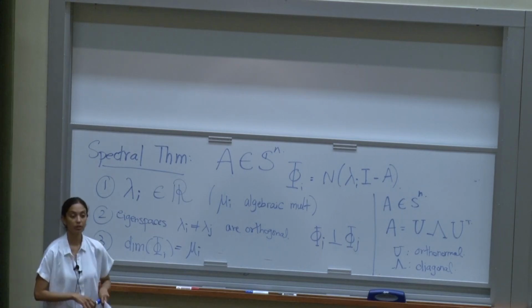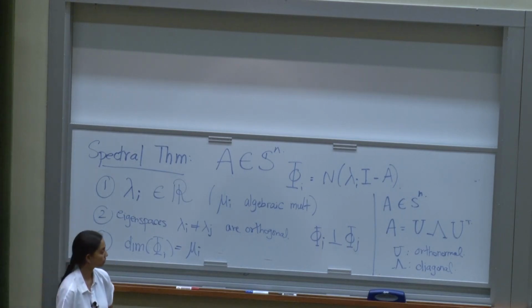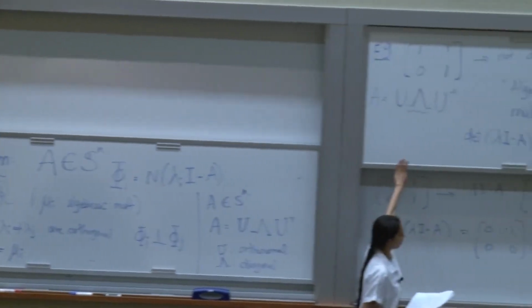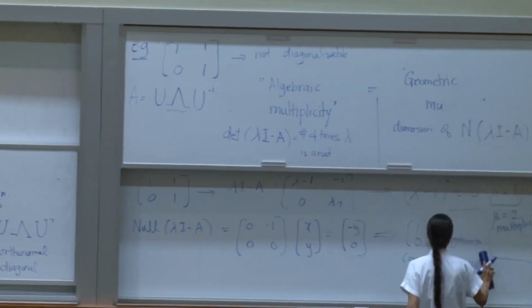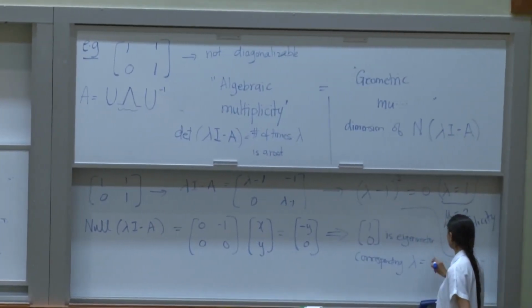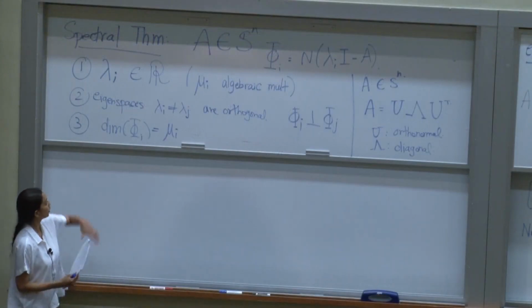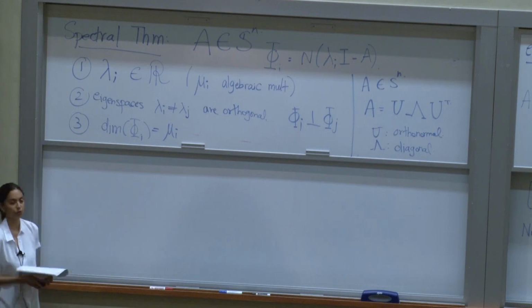Question? Here, why is lambda 0? Sorry, again, another typo. This is corresponding to lambda equal to 1. Okay, so we're going to show why 3 is true.